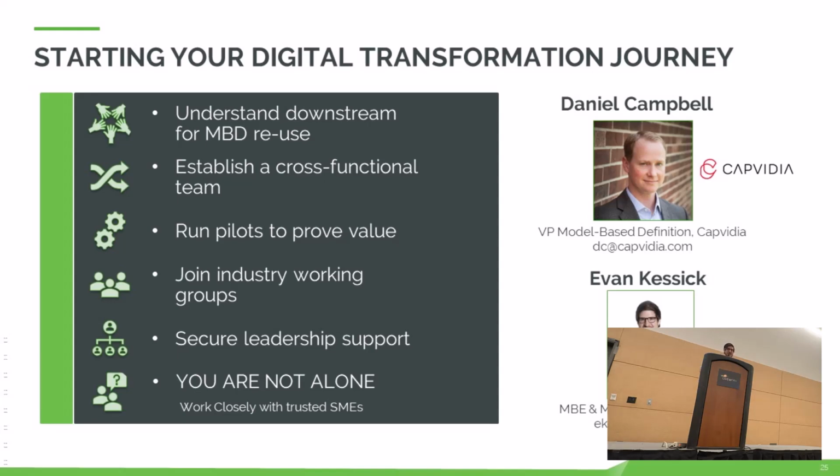And then secure leadership support. I'd say that one's really key. Once you've understood your downstream audience, it's difficult to implement a digital transformation from the bottom up, especially when you're trying to change people and culture. So ensure that you have leadership buy-in so you can start to implement your digital transformation from a top-down approach, ensuring that you have people, process, and tools all advancing at the same rate.